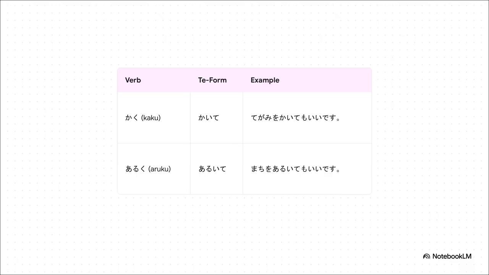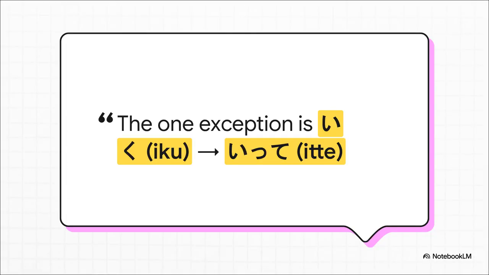So what about verbs ending in ku? The pattern here is to swap out that ku for ite. For example, kaku, to write, turns into kaite. It's a pretty clean swap, but there is one huge, massive exception to this rule that you absolutely have to know. And here it is, the verb iku, which means to go.